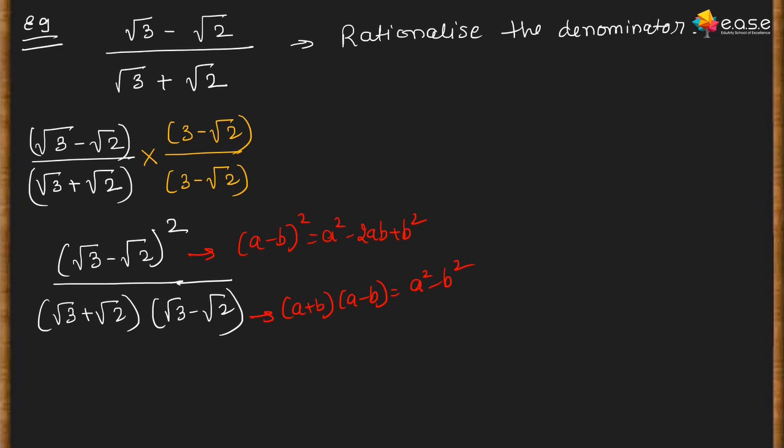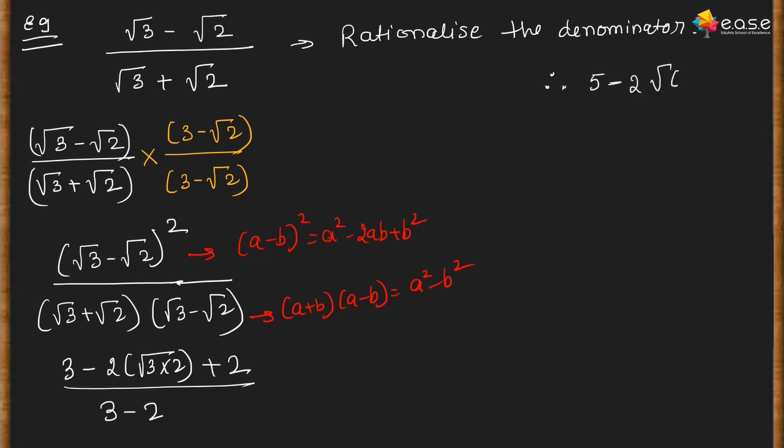So this is going to give you 3 minus 2 into root of 3 times 2, plus 2, divided by root 3 square minus root 2 square, which gives 3 minus 2. Therefore we will have 3 plus 2, which is 5, minus 2 root 6, divided by 1. So this becomes your answer. And see, the denominator is 1. Are you getting it? The denominator is rational.